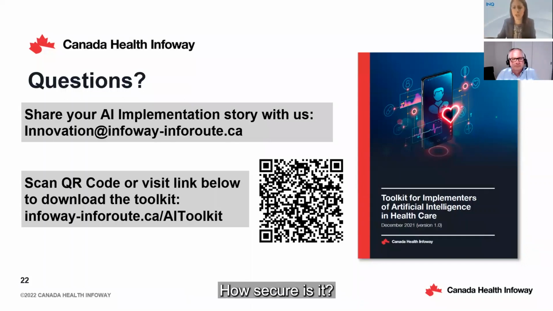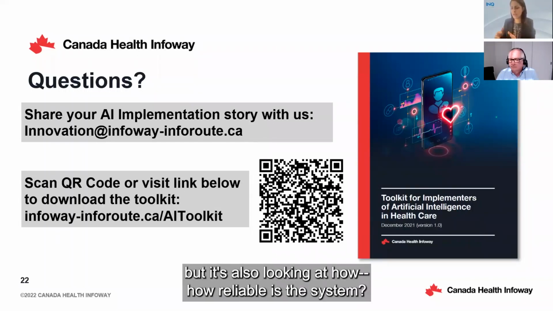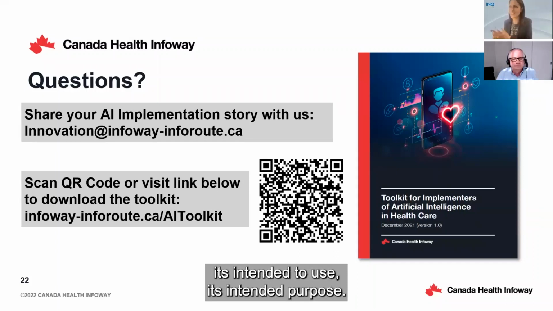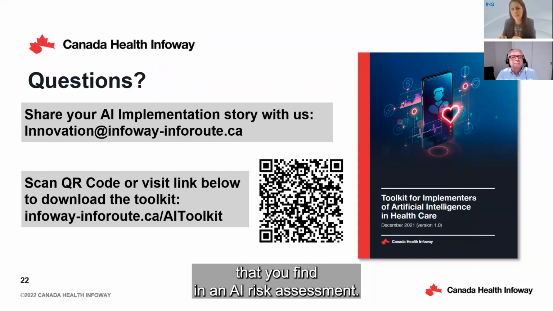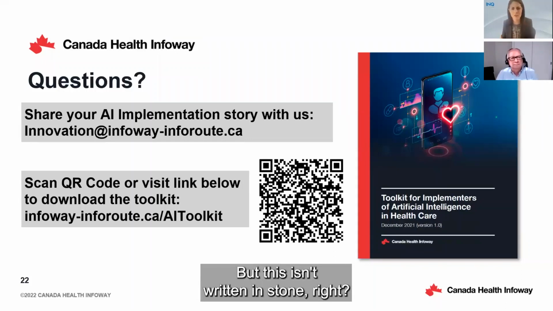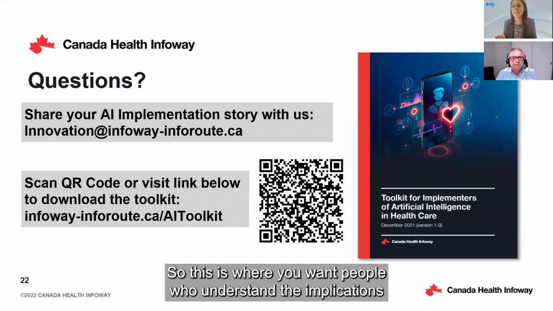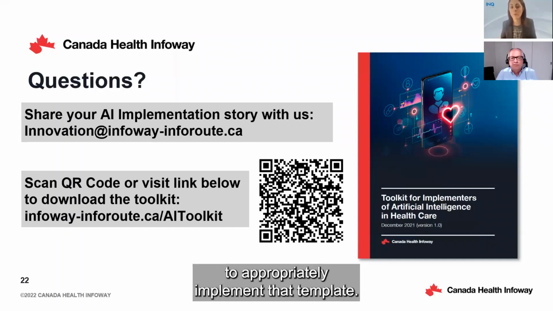How robust is the system? How secure is it? So this involves elements of cybersecurity for sure, but it's also looking at how reliable the system is, and how likely it is to veer off its intended use, its intended purpose. So those are some of the key elements that you find in an AI risk assessment, but this isn't written in stone, right? This is an area that very much is evolving. So there is some room for creativity, if you will, but I'll actually frame this a little bit differently. There's room for expertise. So this is where you want people who understand the implications of an AI risk assessment to inform what your template looks like, and then to help do training on how to appropriately implement that template.